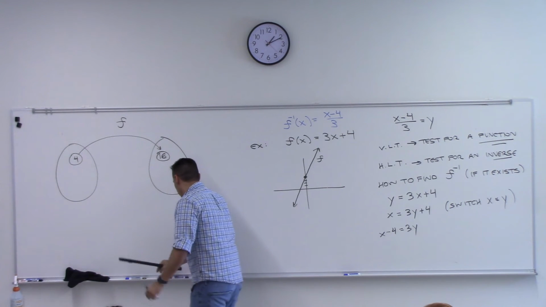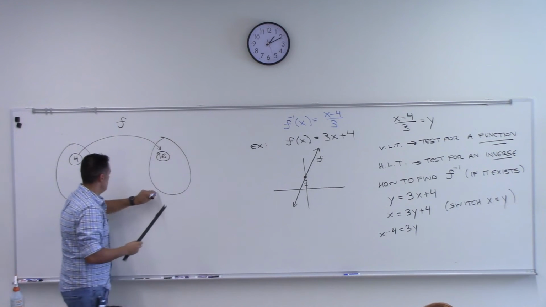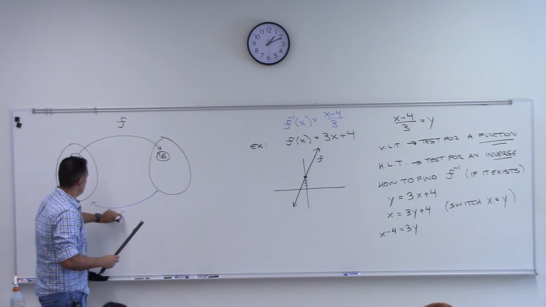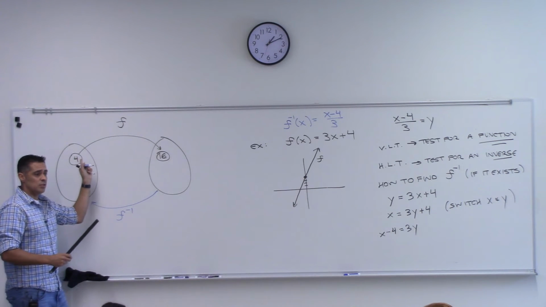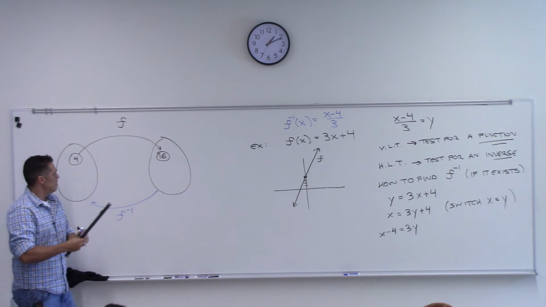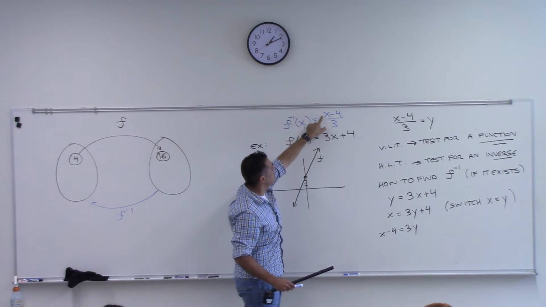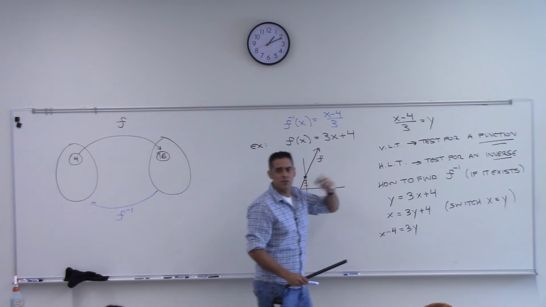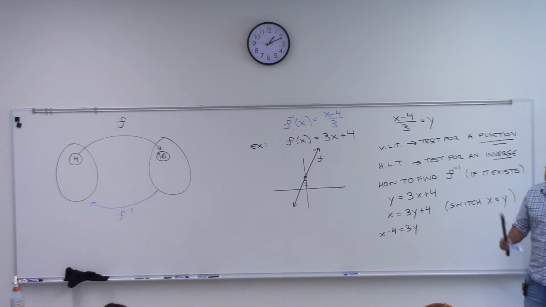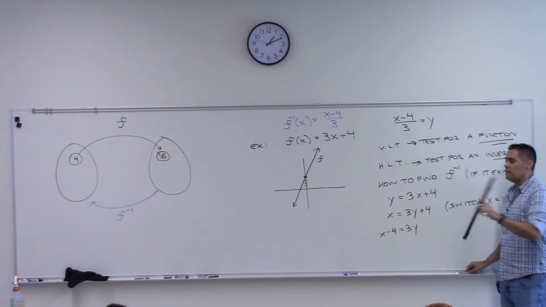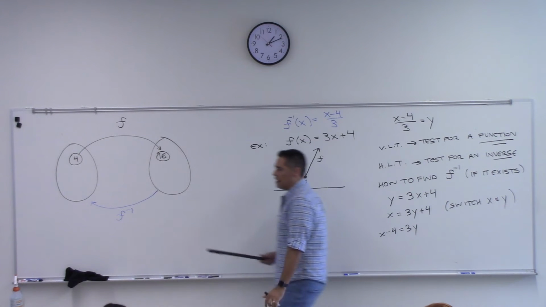Now, the inverse function, f inverse, should send that 16 back to 4. That's what it should do. Does it? Plug 16 into the inverse. 16 take away 4 is 12, divided by 3 is 4. See? It got sent back. So that's what inverses do: they send numbers back to where they came from. All right. Good?